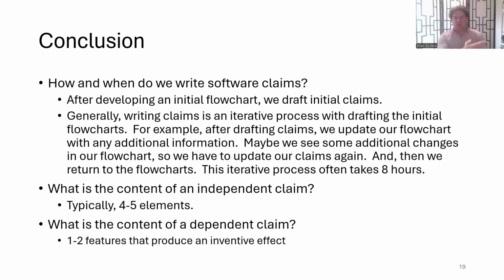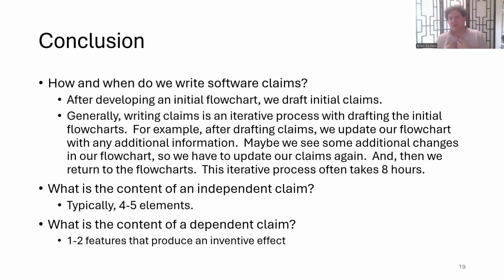So, to sum up, how and when do we write software claims? After developing or receiving an initial flowchart, we draft the initial claims. Generally speaking, this is an iterative process with drafting the initial flowcharts, right? What do I mean by that? Well, after we draft our claims, because maybe somebody gave us the flowchart, we update the flowchart with any additional information. Maybe we need to give things different names, maybe we need to move the order, whatever. And then we make other changes, right? Oh, okay, this needs to move down, and this is actually two steps, and this is a different embodiment, and this is optional.